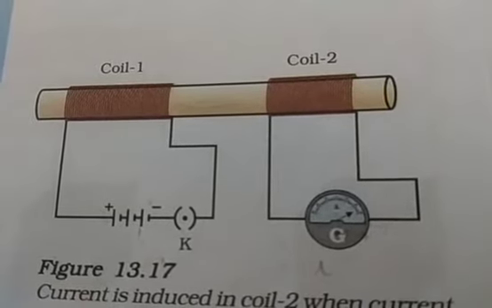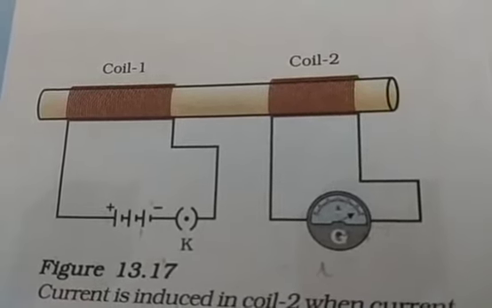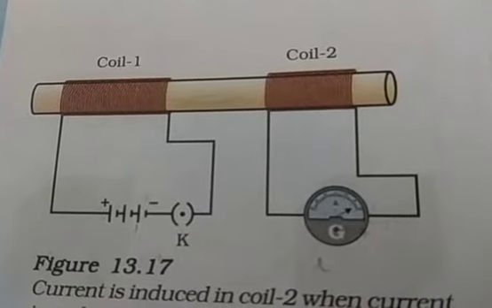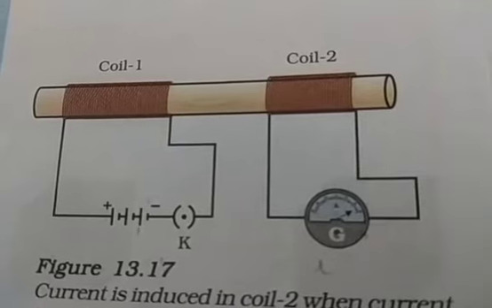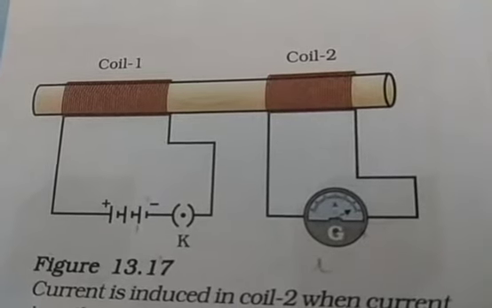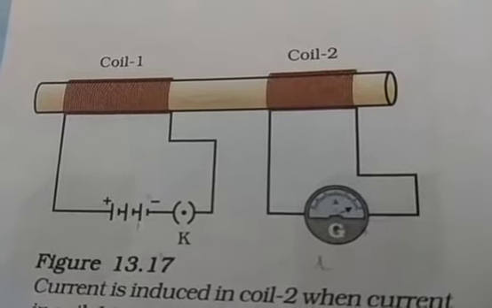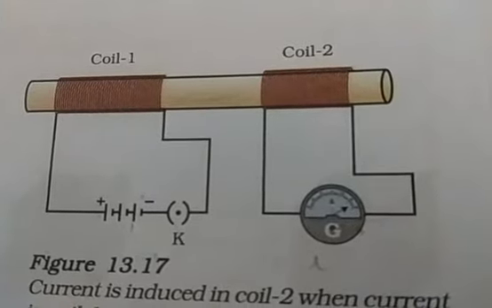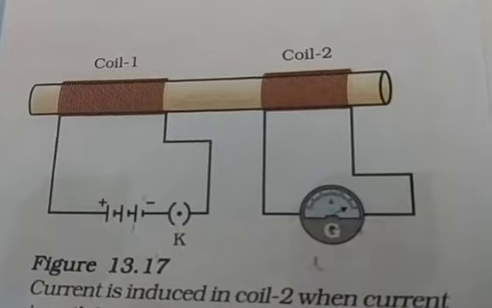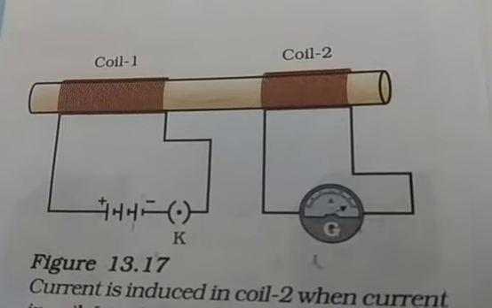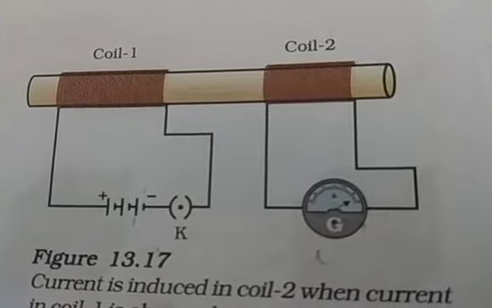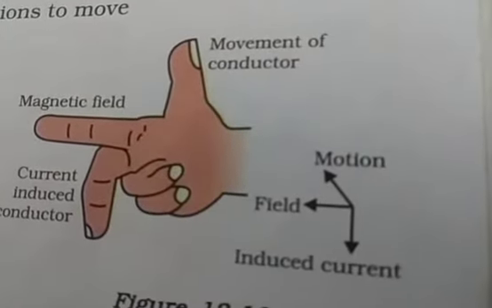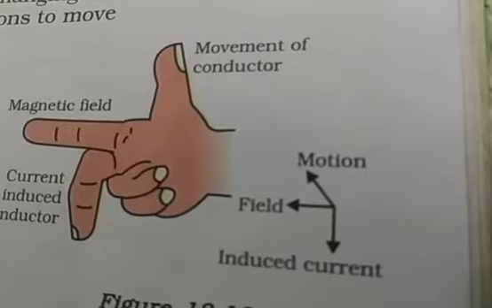In this situation, if we want proper induction, it should be perpendicular, a 90-degree angle. The magnetic field and the copper wire should be at 90 degrees. We can use a simple rule to know the direction of the induced current.